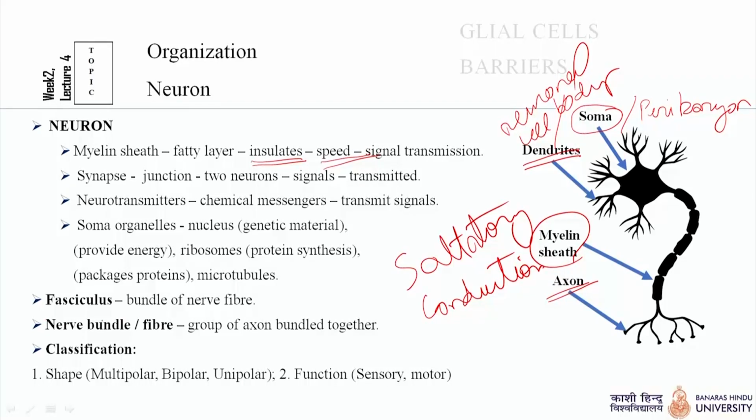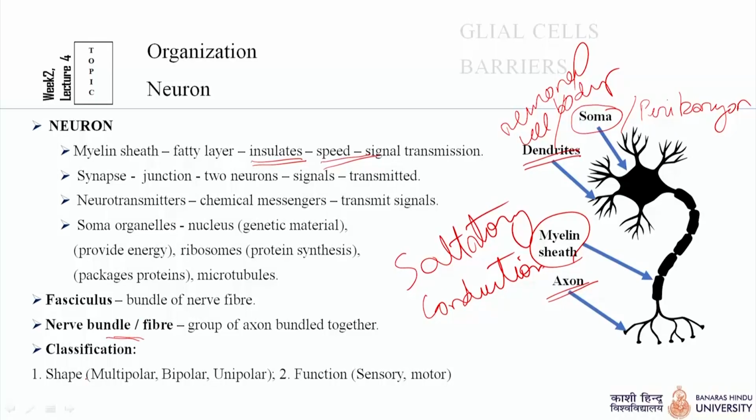Next, we'll see some important terminologies related to the nervous system, such as the nerve bundle or fiber. So far I told about the axons. These axons are grouped together and form a nerve bundle or a fiber. Now these nerve bundles or fibers are grouped together and form a fasciculus. Now let us go to the classification of the neurons. There are many types of classification of neurons. Here we will see based on the shape as well as the functions.